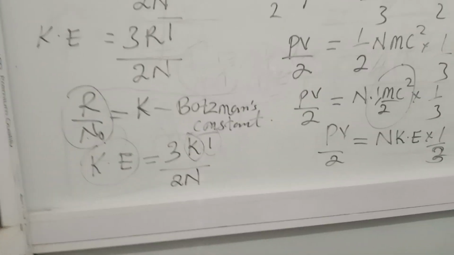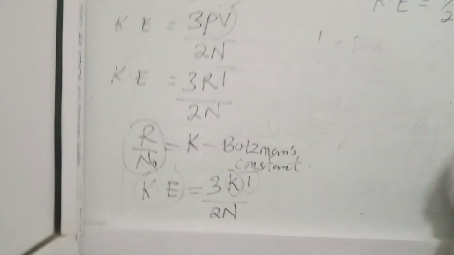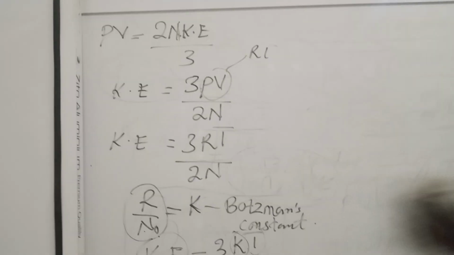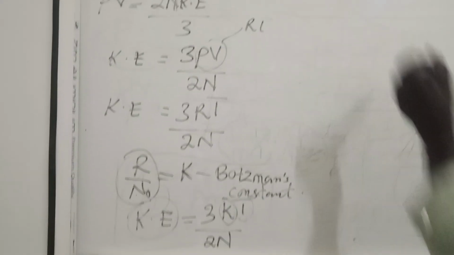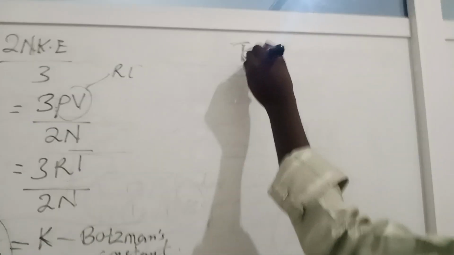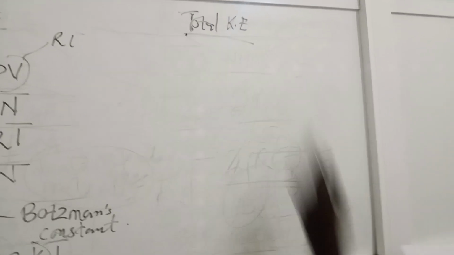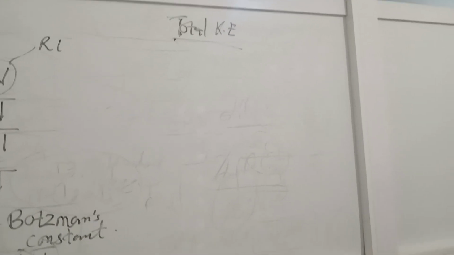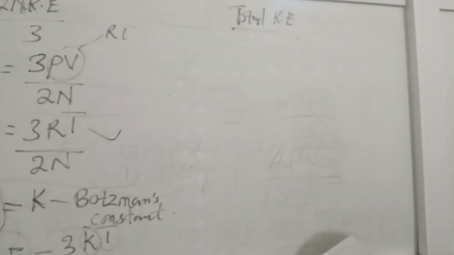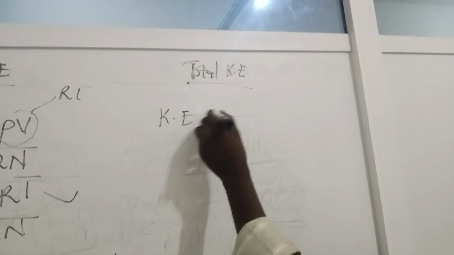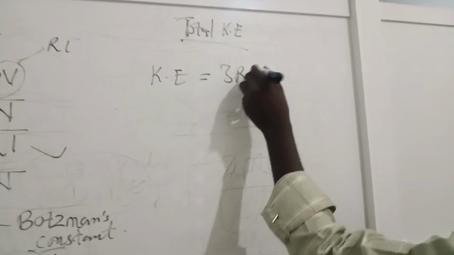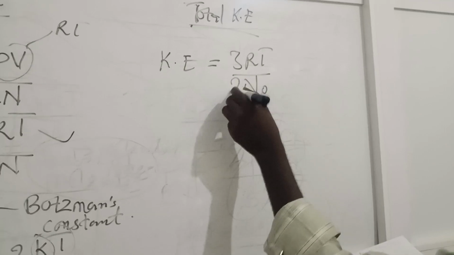Then the next thing that we are going to look at is the derivation of total kinetic energy. Okay, so to get the total kinetic energy, remember we said we have this. So we can now see kinetic energy is equal to 3RT all over 2n naught.